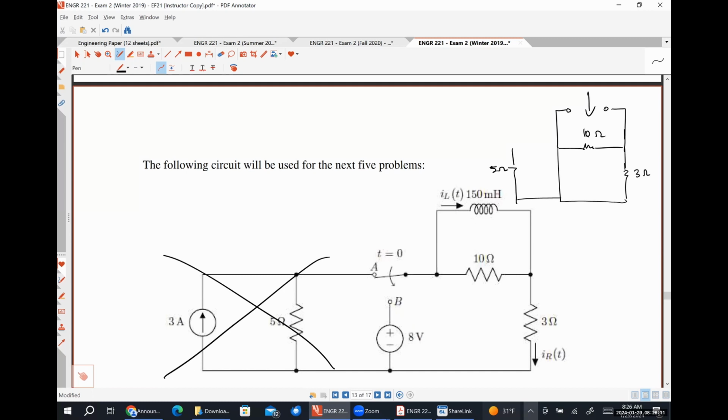How does it contribute? Terminal A is open circuited. The 3 amp current source looks like an open circuit, so it's literally just a 5 ohm resistor that's dangling there that isn't connected to anything on one side. So it can't contribute because it's not part of a closed path.